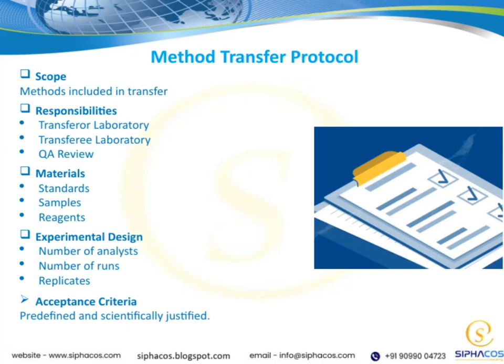This slide outlines the key components of the method transfer protocol. First, it defines the scope, which methods are included in the transfer process. Then, it clarifies responsibilities, splitting them between the transferor and transferee laboratories, with quality assurance providing oversight. Next, it lists the materials involved, like standards, samples, and reagents. The experimental design covers the number of analysts, runs, and replicates needed. Finally, acceptance criteria must be predefined and backed by scientific justification. This framework keeps the transfer clear and reliable.